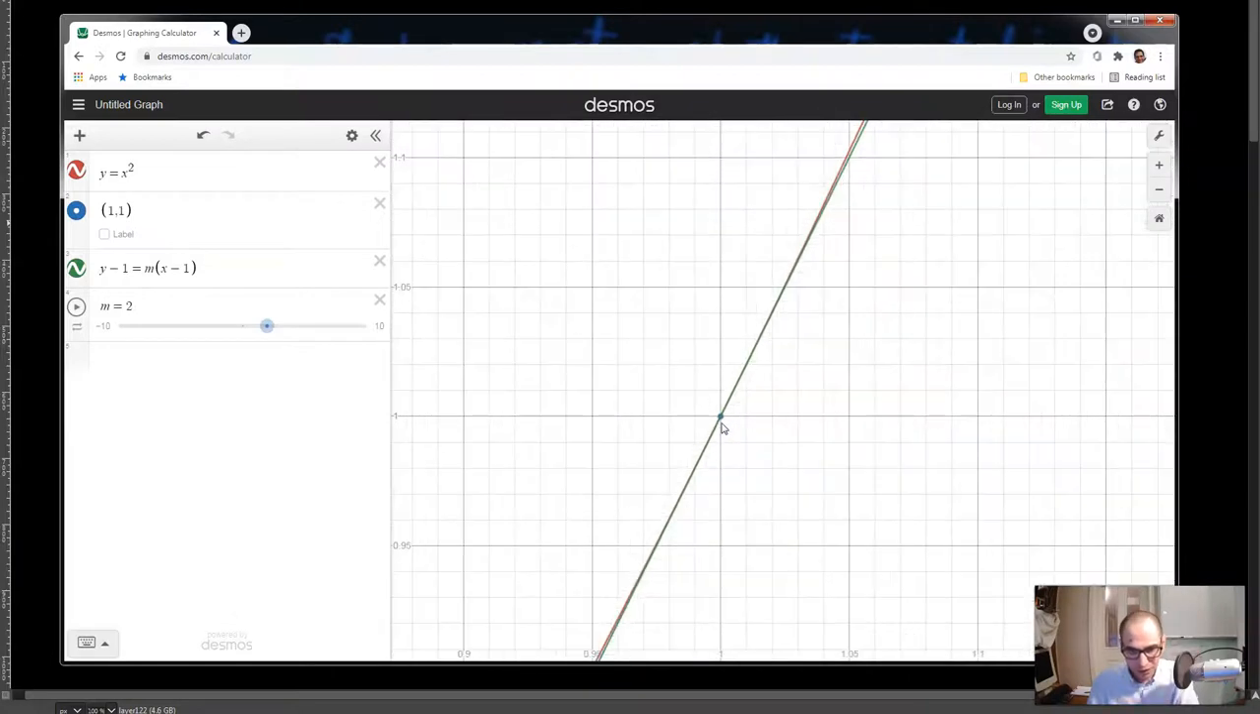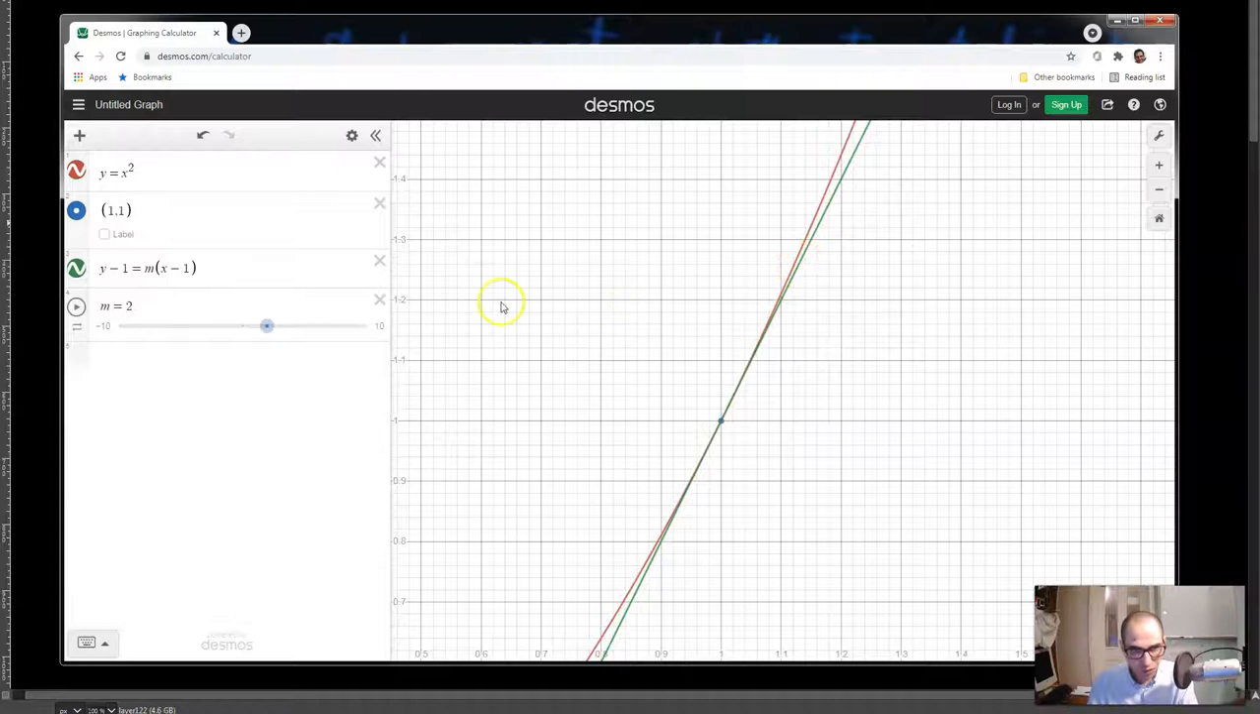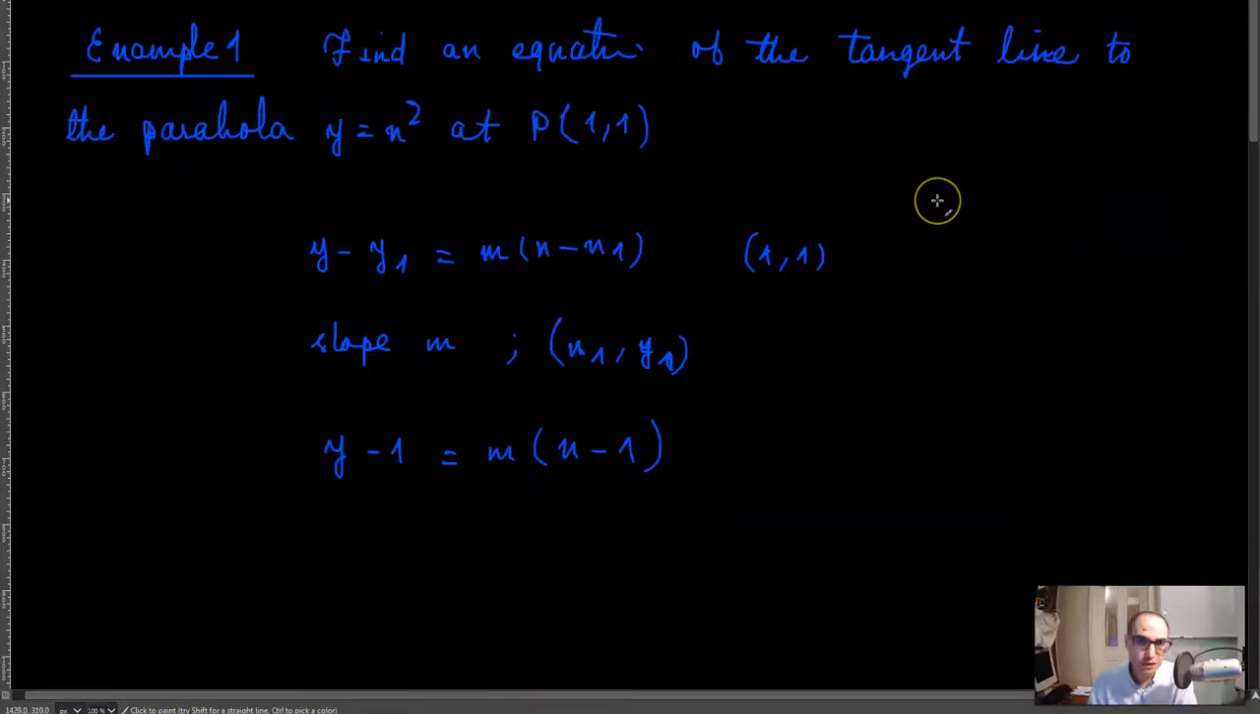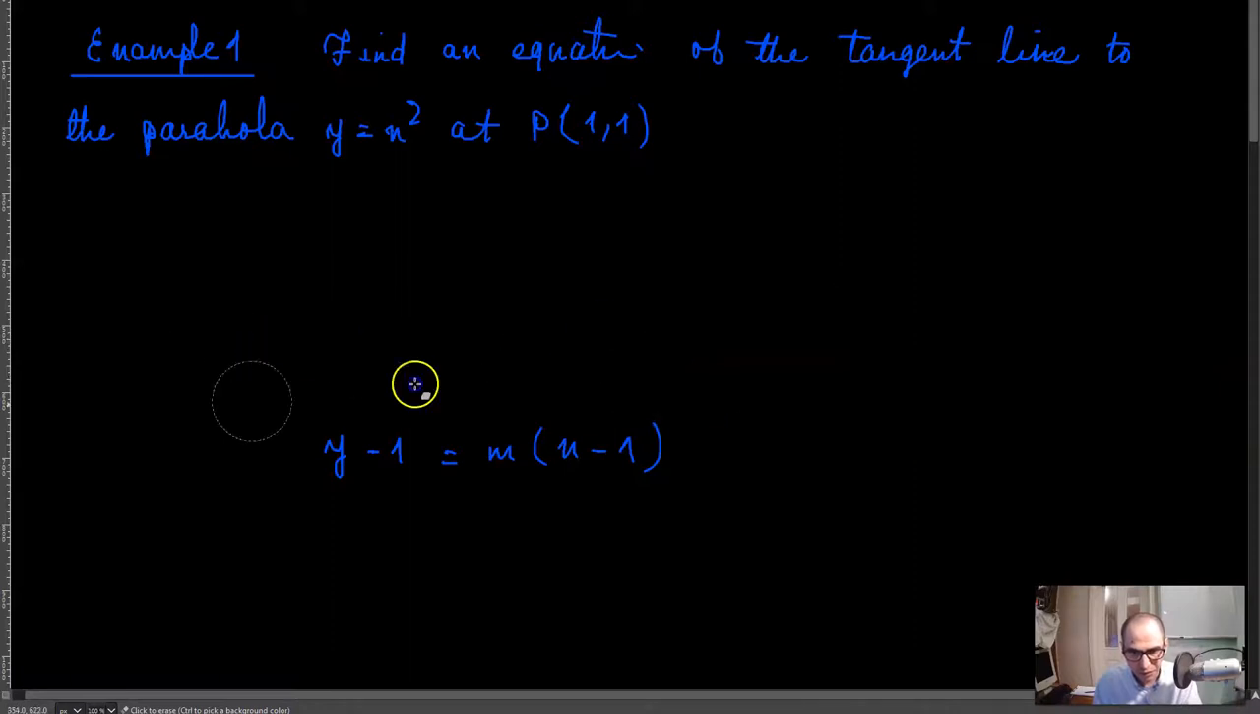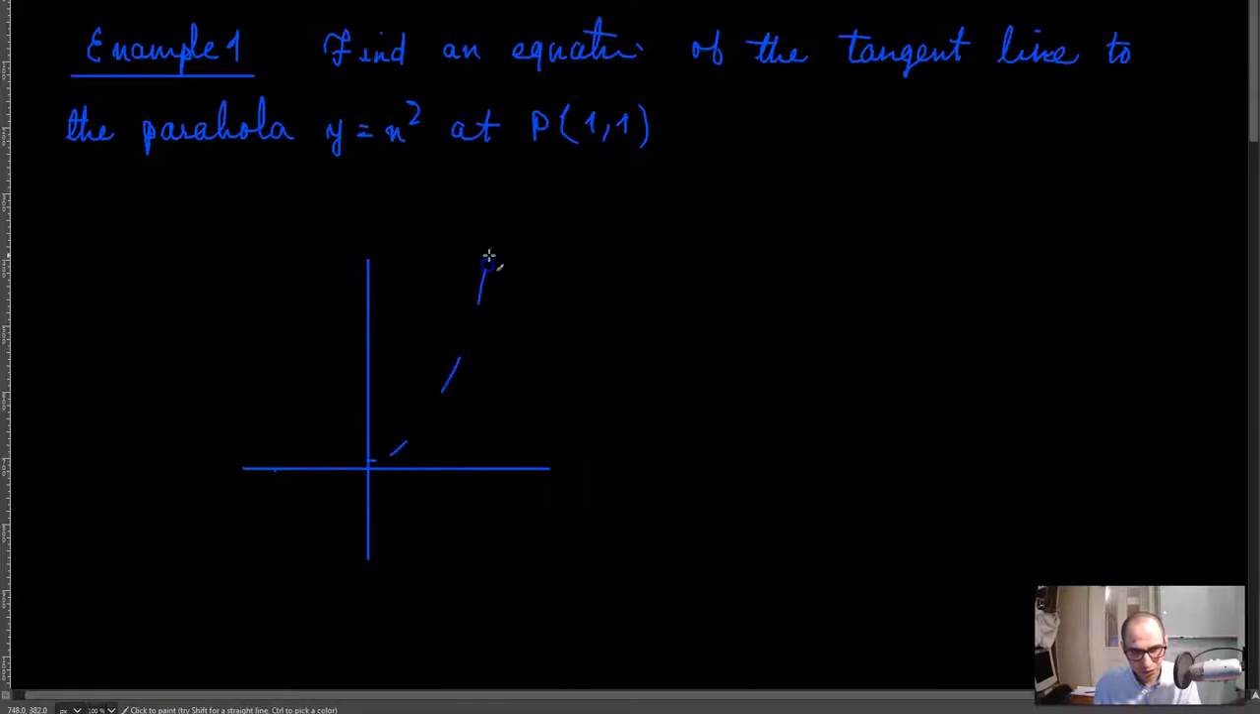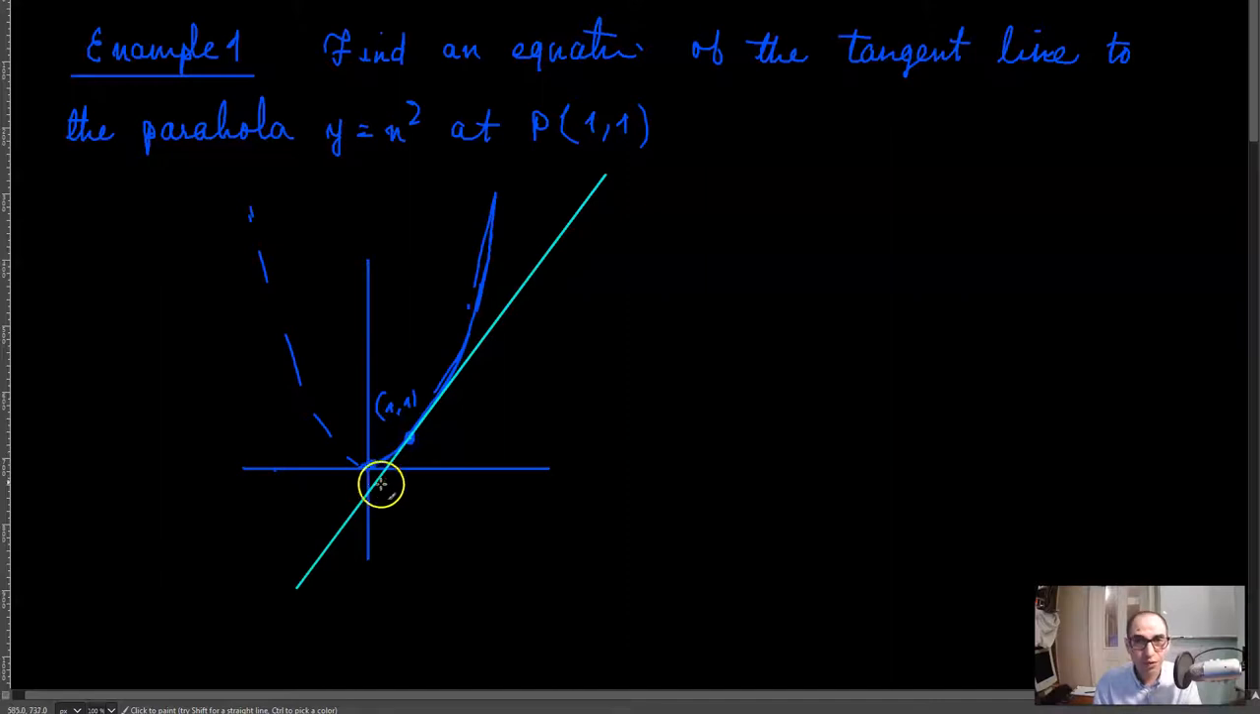Now, the way that we can calculate the slope of this green line, or the value of m over here, is using the same definition that we had before, right? Meaning that we can say that the slope of that line is going to be equal to... You can imagine that the graph of the function is some graph like this, and this point over here is the point that we are looking at, 1, 1. And what I want to find is the slope of this line, which is tangent to the graph of the function at this point.